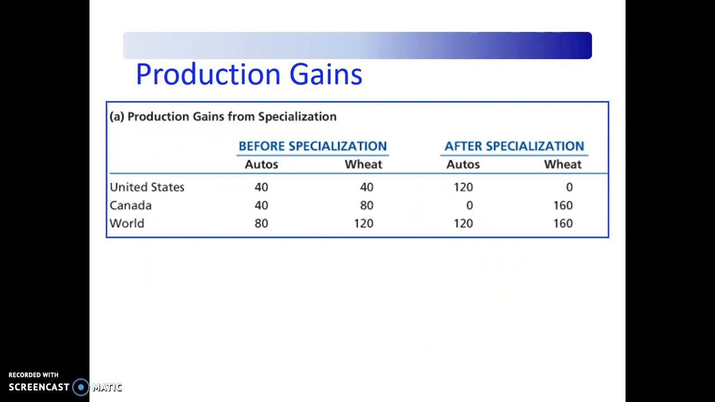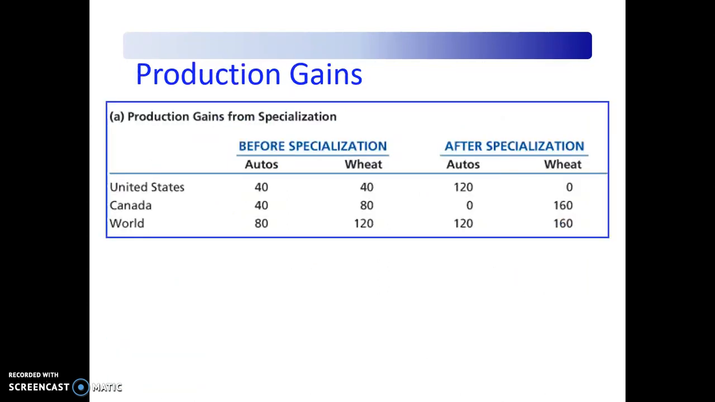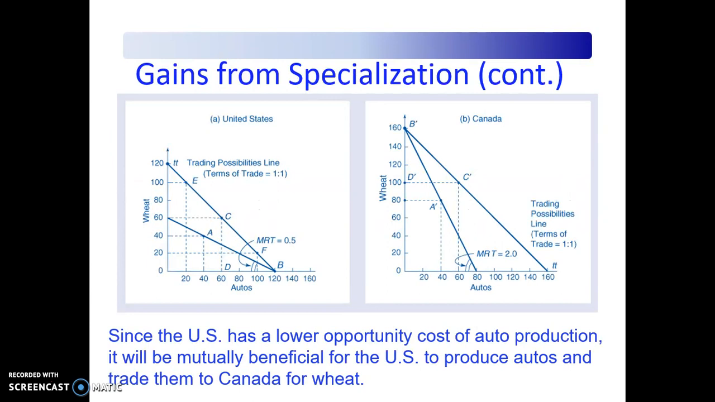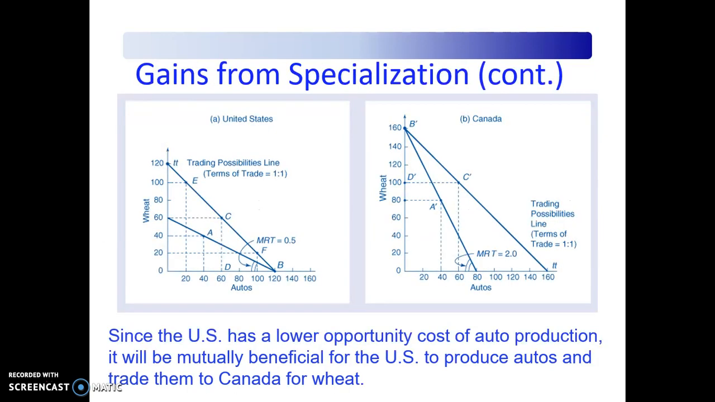we can see this. The United States, before specialization, will produce 40 autos and 40 wheat. If we go back to Canada, we can see that Canada is producing 40 units of autos and 80 units of wheat. So, what happens after we specialize?